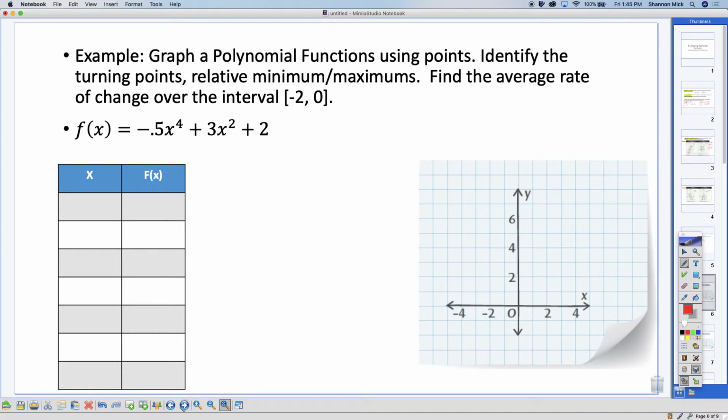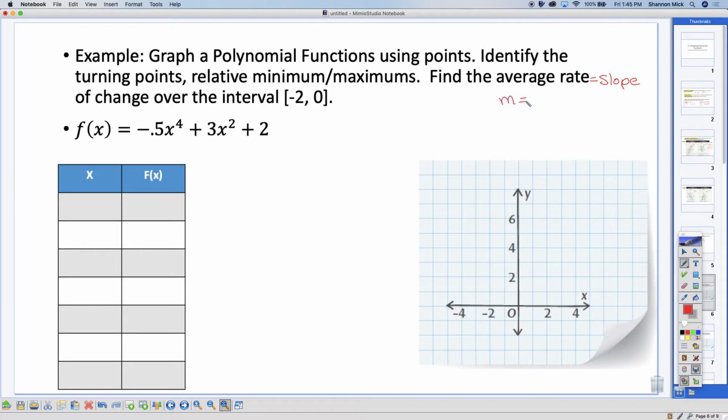Now we have this. You have 2 problems like this, and I expect you to do, it says, graph the polynomial function using points, identify turning points, relative min max, find the average rate of change over the interval from -2 to 0. So, first of all, remember, if I'm talking interval from -2 to 0, those are x's, correct? Yes. Okay, and average rate of change, does anyone remember what that's the same as? Slope. And what is the slope formula?